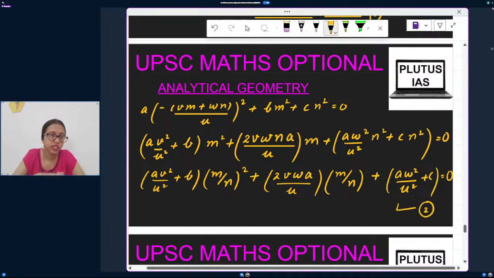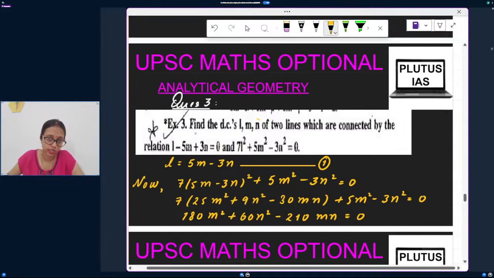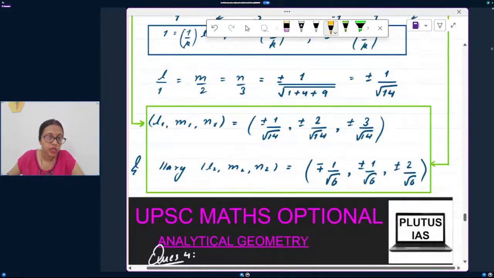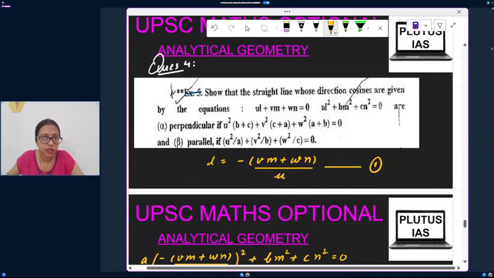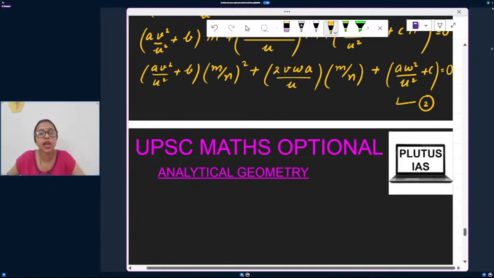Now, the question didn't say that we have to find the elements. That was actually the target in the last question: find the direction cosines. Here, the question doesn't say that you have to find them. They are just saying that whatever the elements are, those two lines are perpendicular if this happens, parallel if this happens. Okay. So let us assume that I already have the roots.